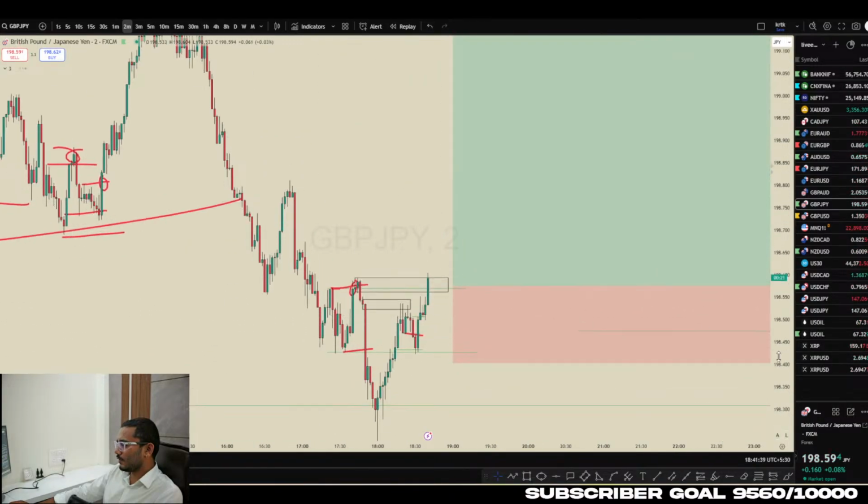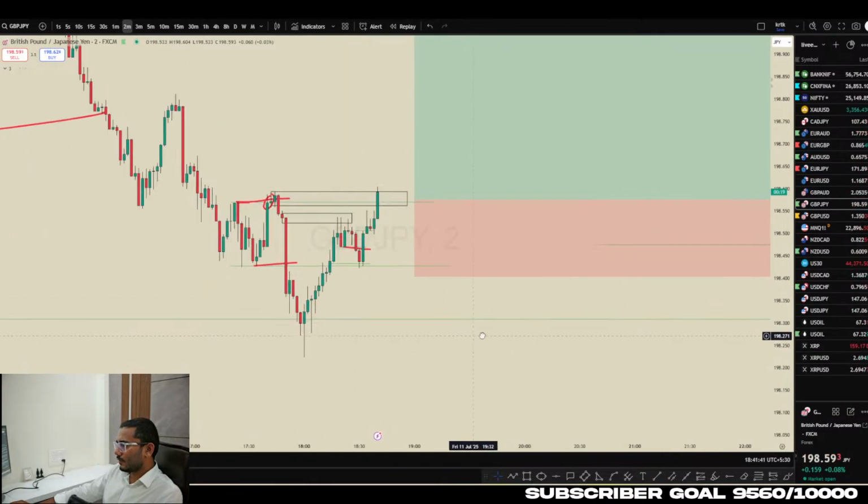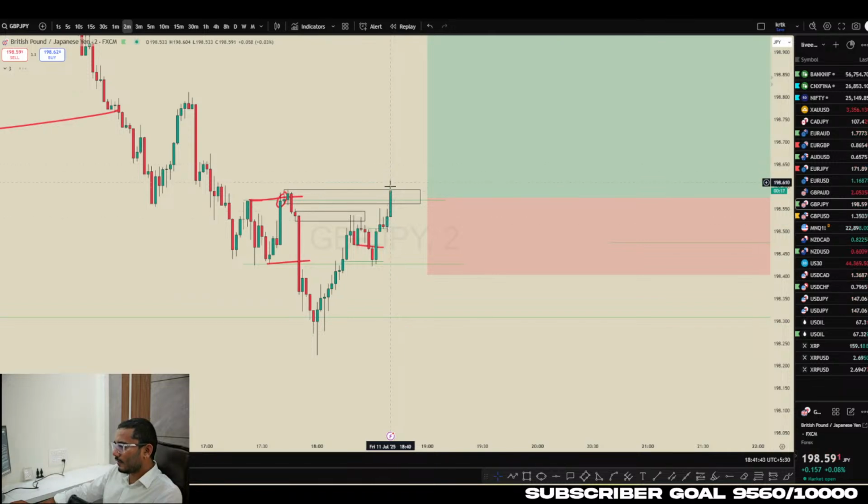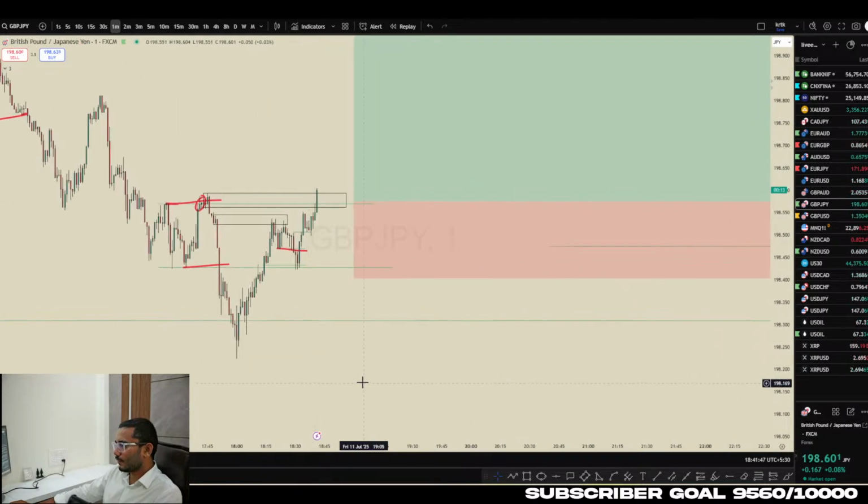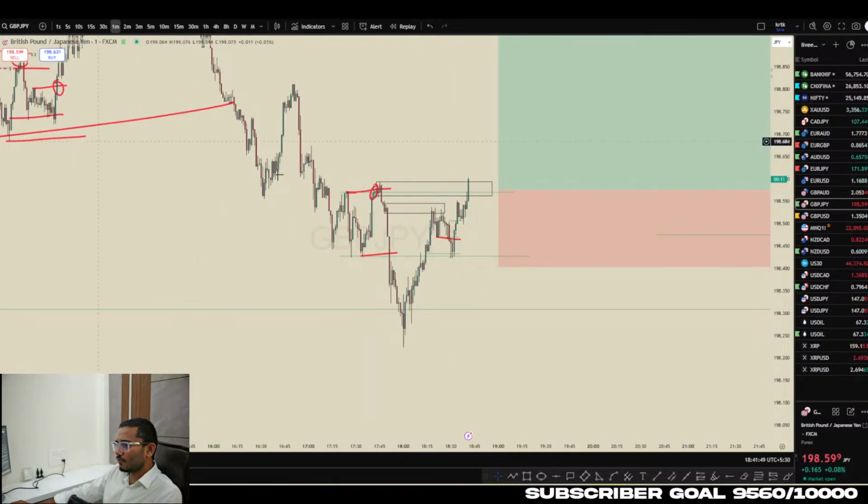Right now you can see it will create an imbalance over here. Now this is our strong low.